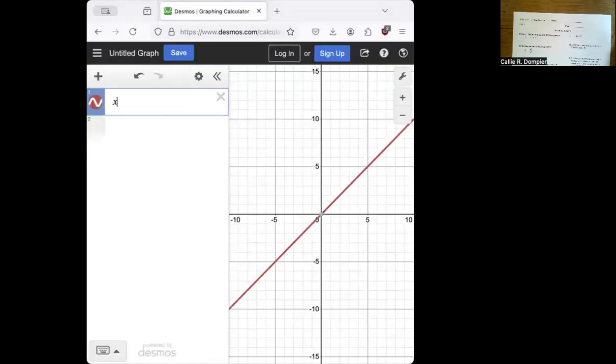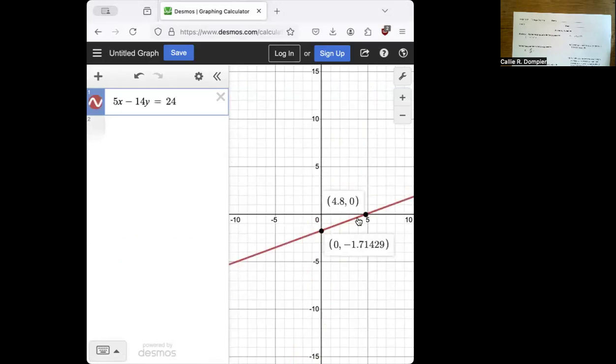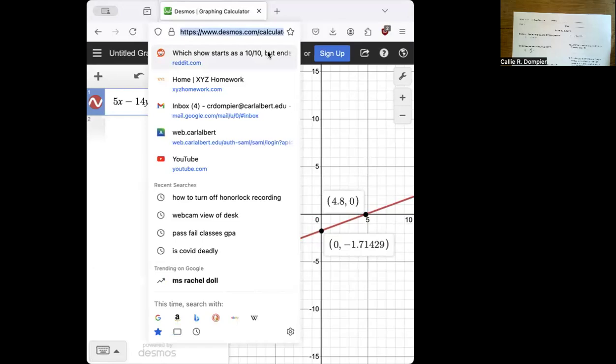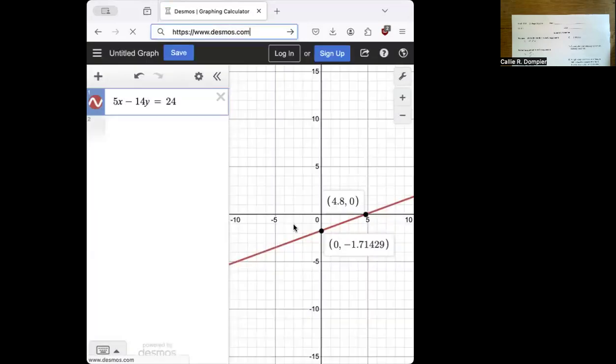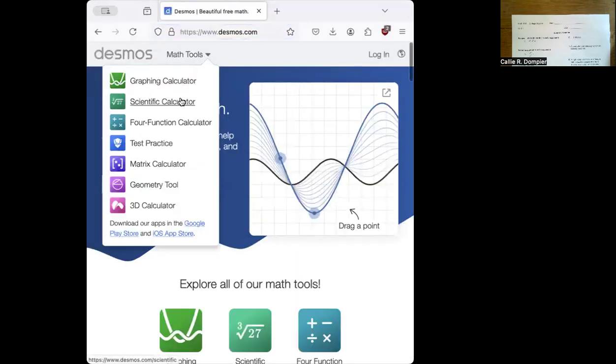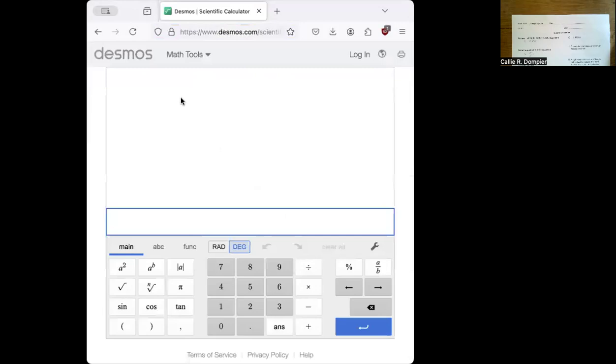So if you have 5x minus 14y equals 24, it will graph it for you. It'll give you the x-axis and the y-axis of that. It's an easier screen to look at than a small graphing calculator. So that's desmos.com/calculator, but desmos.com and then scientific calculator is going to help you a lot with fractions, really.